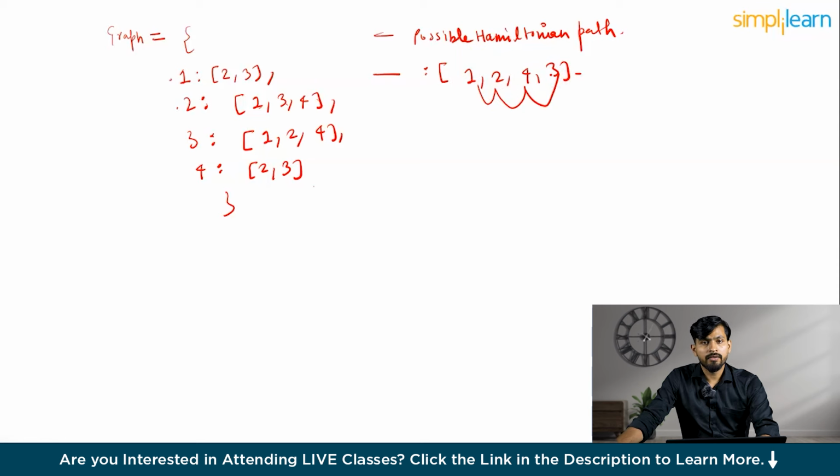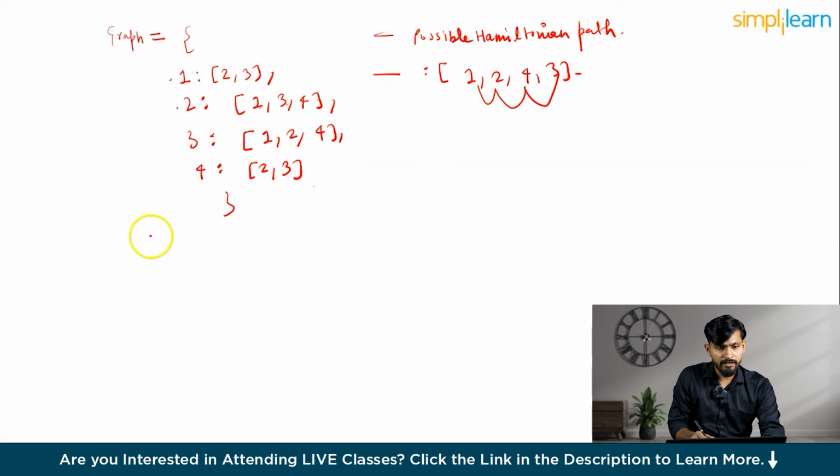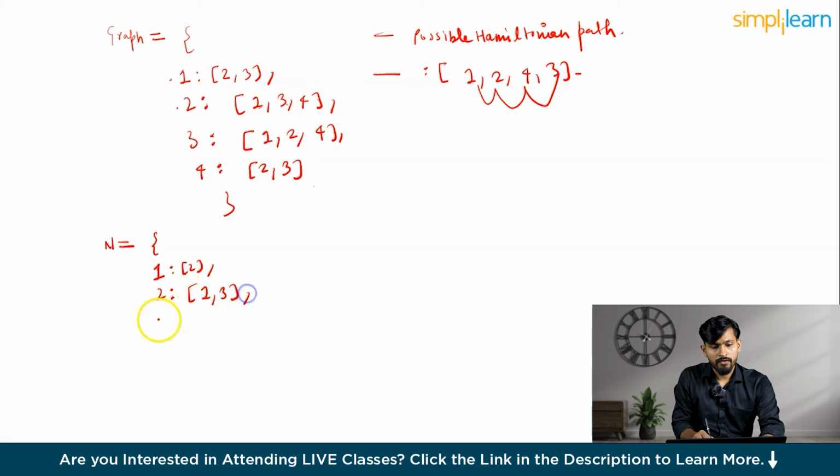So I would also give an example for a non-Hamiltonian graph. We can consider a graph structure where it's not possible to visit each vertex exactly once without repeating. So say we have this kind of graph: 1 has 2, 2 has 1 and 3, 3 has 2 and 4, then we have 4 which has 3.